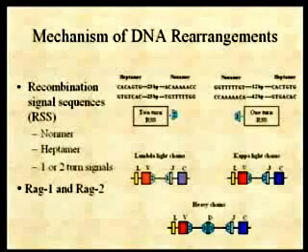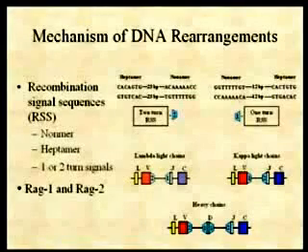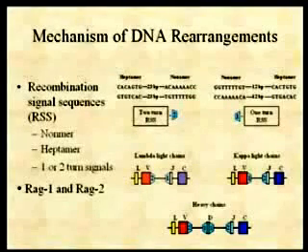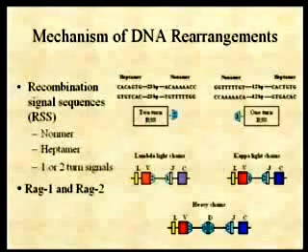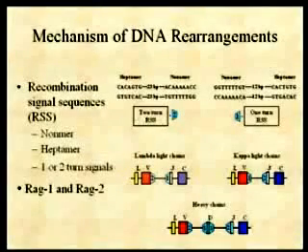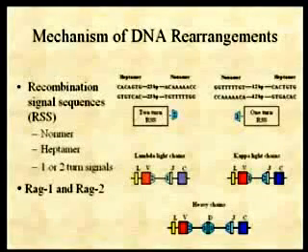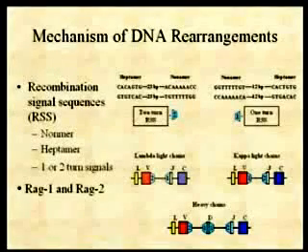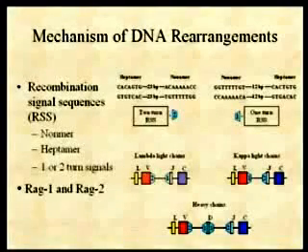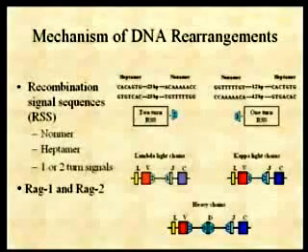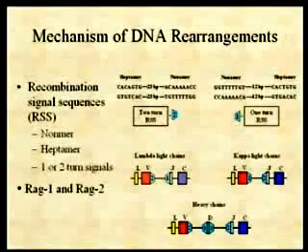Fine. Is there any difference between RAG1 or RAG2? Yeah, RAG1 actually is more critical. If you lack RAG1, you basically have no B cells, no T cells. If you lack RAG2, there are some residual cells. It's not as severe as lacking RAG1, but it is still a problem. You don't have very many good T or B cells. But yes, RAG1 is actually more important than RAG2.